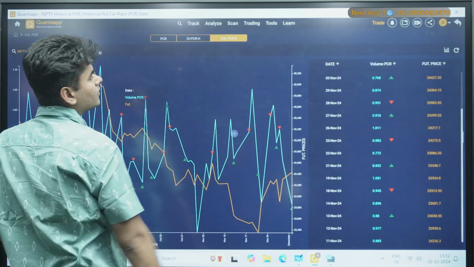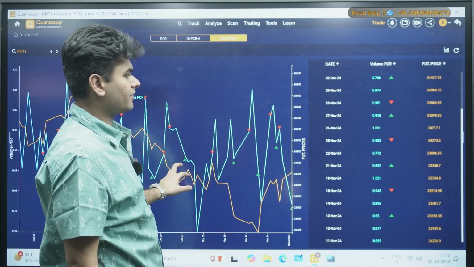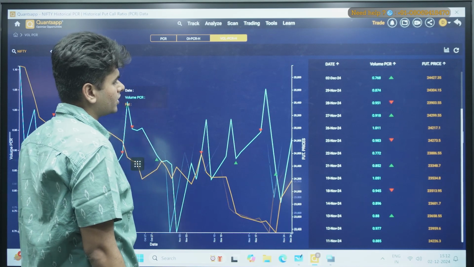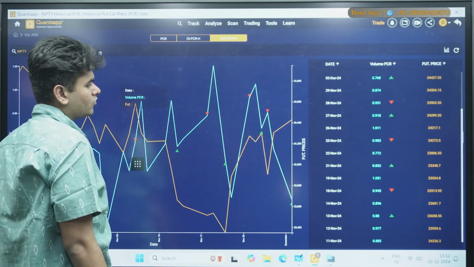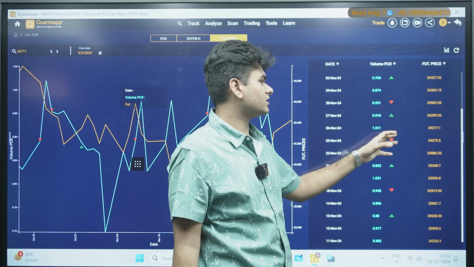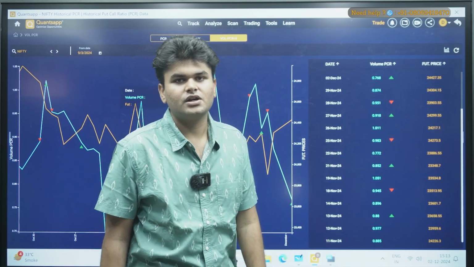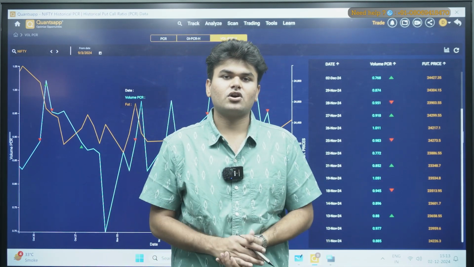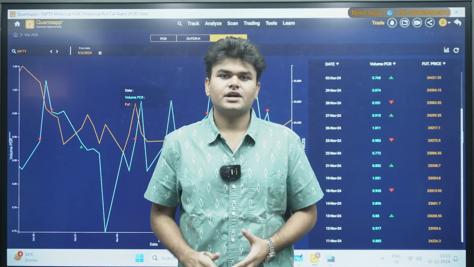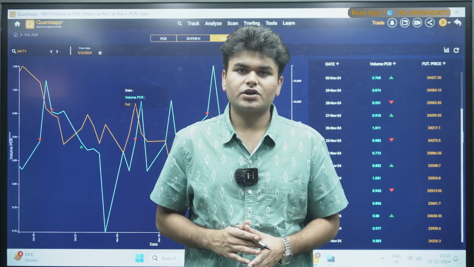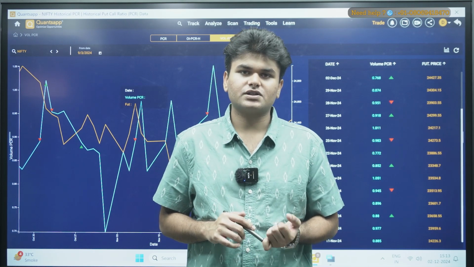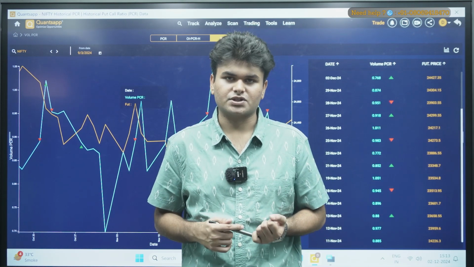Now if we talk about volume PCR, it also has similar impacts. You can see the signals are more frequent here, so you are getting signals more frequently on the basis of the volume PCR. But among OI PCR, modified OI PCR and volume PCR, I would suggest you mainly go for the modified OI PCR, because that can give you good effective signals for additional confirmation.